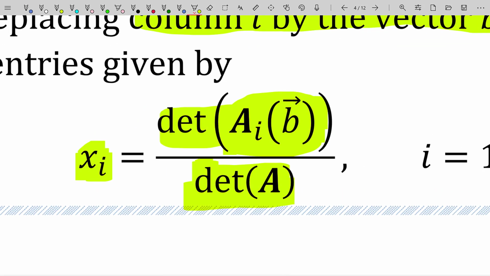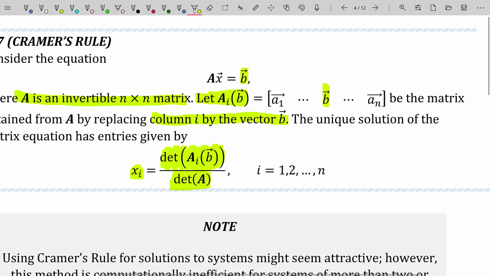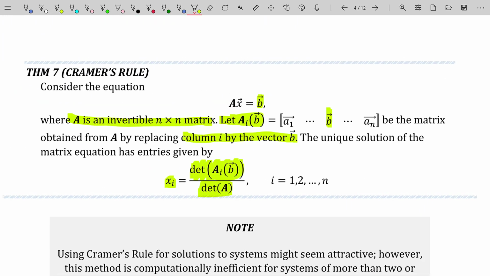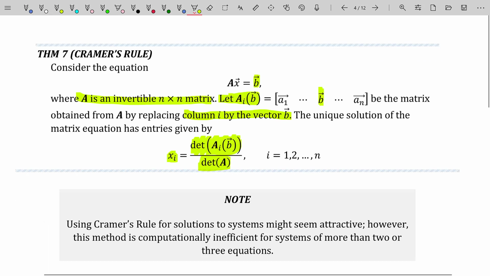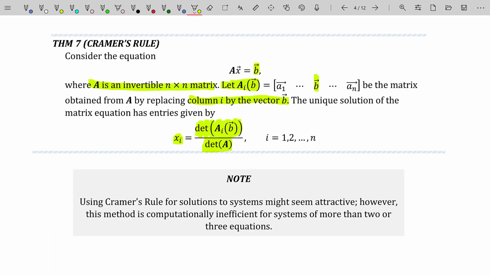It's actually 11 determinants because you have to initially take the determinant of A, and then you have 10 of these determinants right here, and then their divisions. For small systems, this is actually an okay method, but still, it's not super fast in any case. And as I mentioned down here, using Cramer's rule for solutions to systems might seem attractive. However, this method is computationally inefficient for systems of more than 2 or 3 equations.